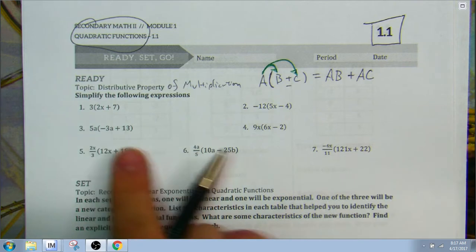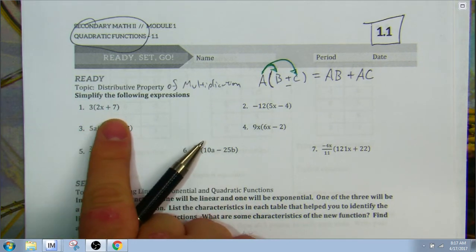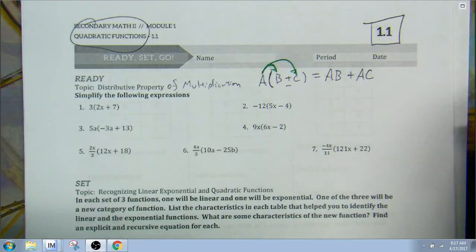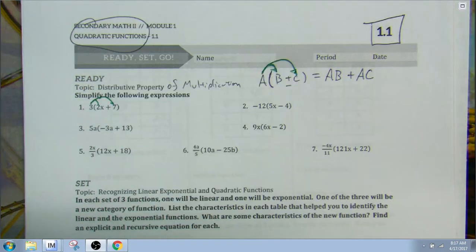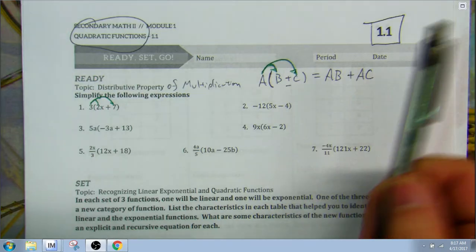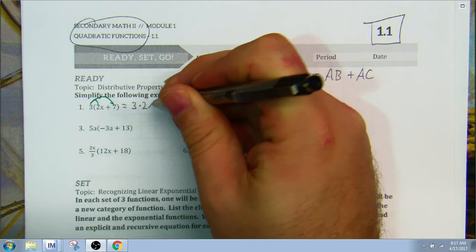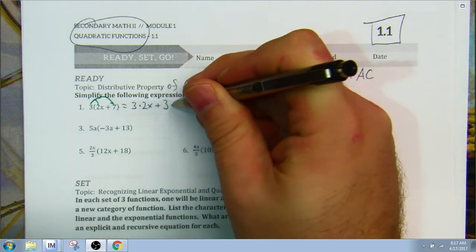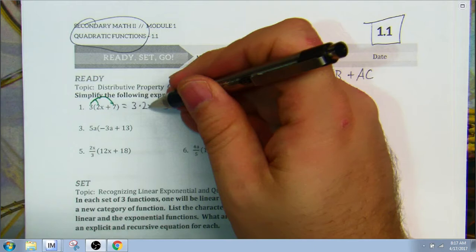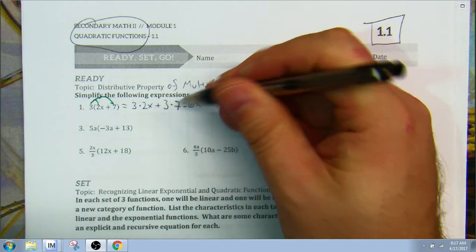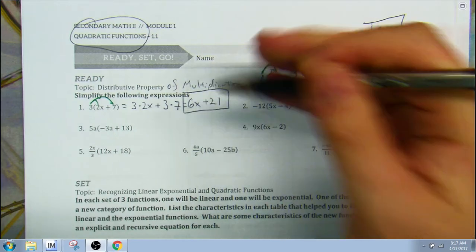So when I look at number 1 here, I have 3 times the quantity 2x plus 7. And so using that idea of the arrows, it goes like this and it goes like this. Or using my original formula, we could think of it as 3 times 2x plus 3 times 7, which when we simplify it, 3 times 2x is 6x, and 3 times 7 is 21. So that would give us our answer there.